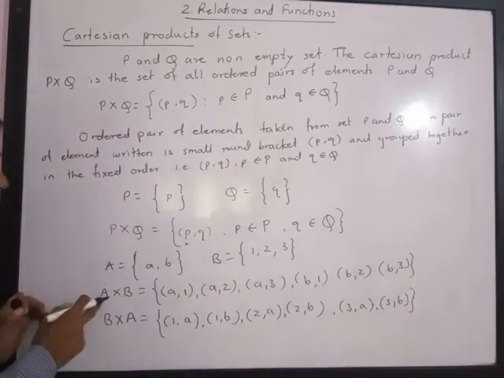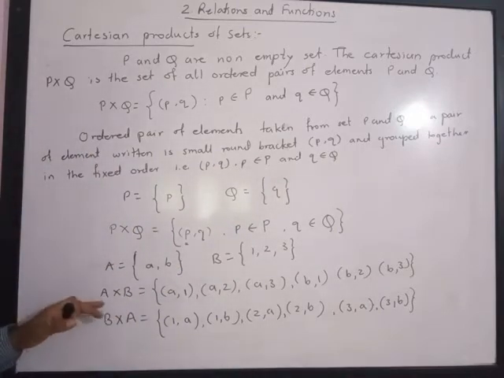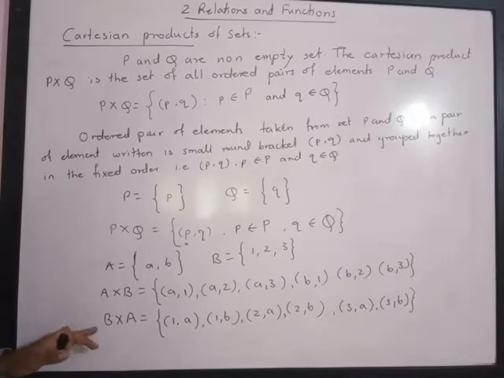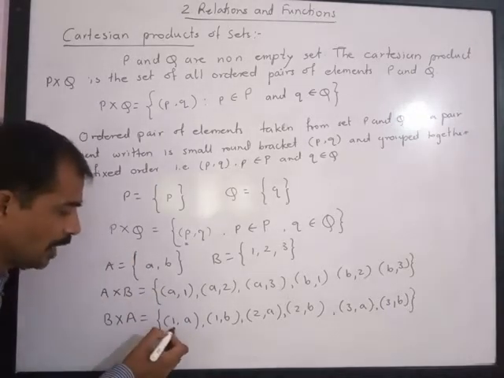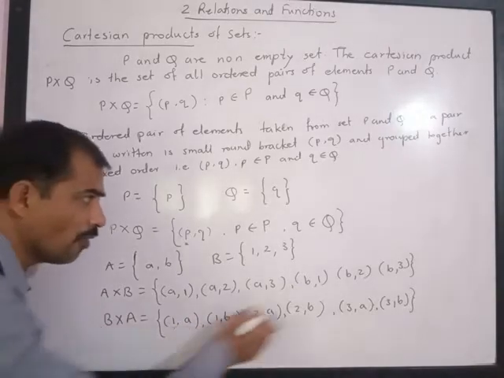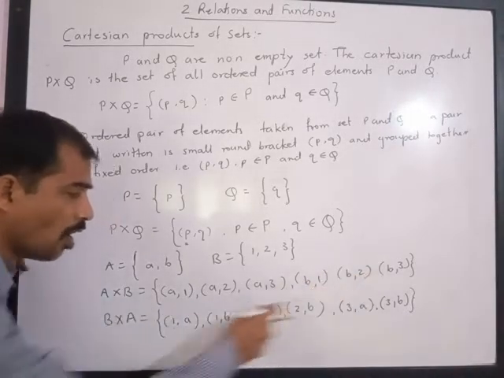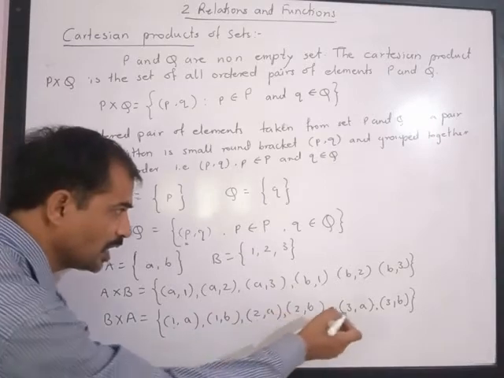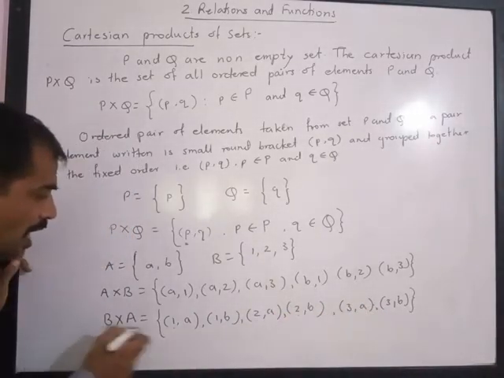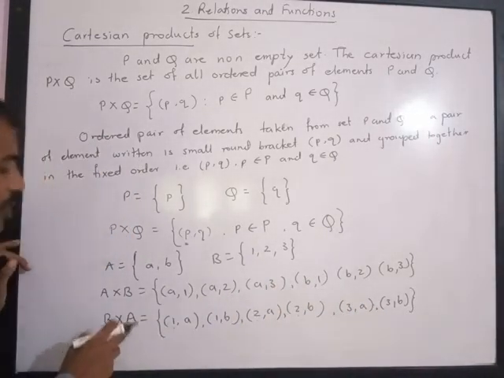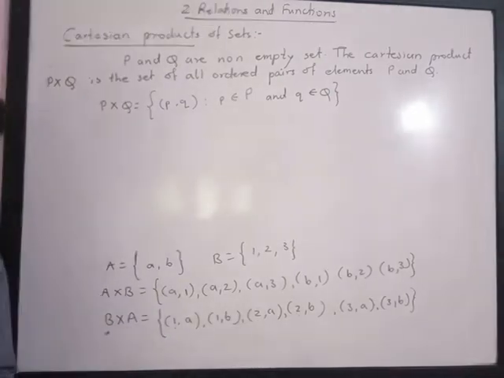Please note here, A cross B, the Cartesian product of A and B, and the Cartesian product of B and A are not equal. Always remember, in all these ordered pairs, the first element belongs to the first set and the second element always belongs to the second set.